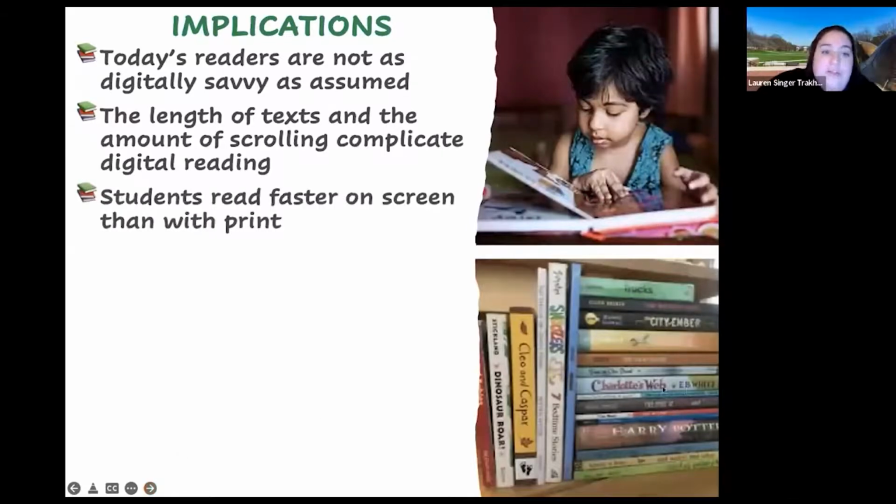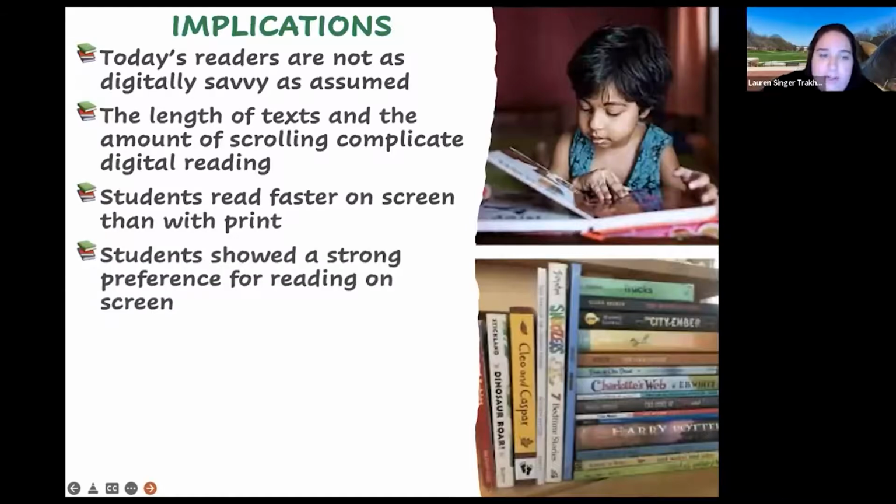We found that students read faster on screen than with print. Again, that finding was consistent across all of our studies. And students showed a strong preference for reading on screen. And this finding was true no matter what type of reading we talked about. So for pleasure, for studying, reading the news, what have you.